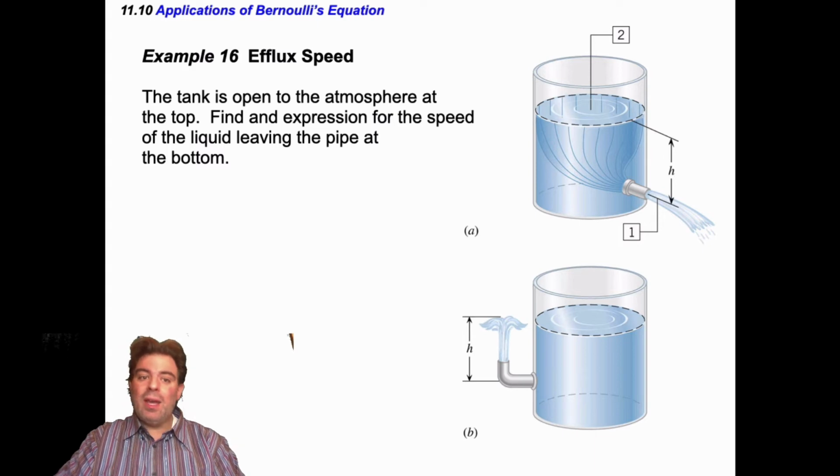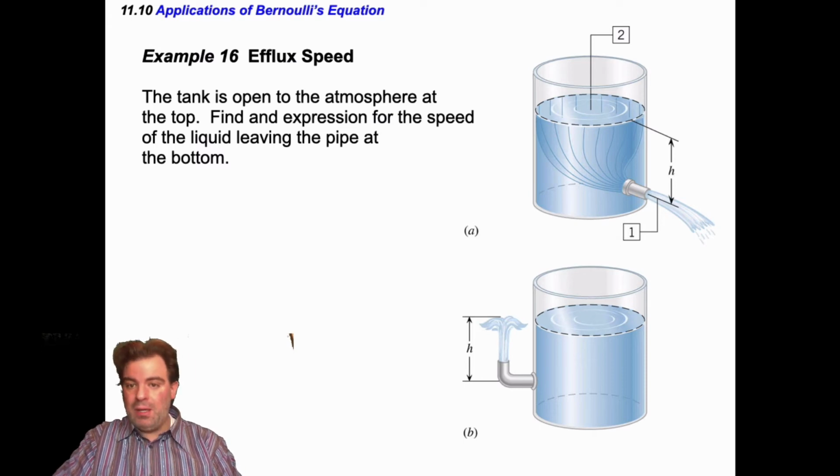Today we're going to be looking at Bernoulli's equation application, and more specifically we're going to be looking at the efflux speed. So imagine we have a tank. It contains some kind of fluid, and it's open to the atmosphere on the top. And we have a hole, as you can see in the diagram, at position number 1. So let's say we're trying to calculate the velocity by which the particles are leaving, in other words, the efflux speed of the fluid particles.